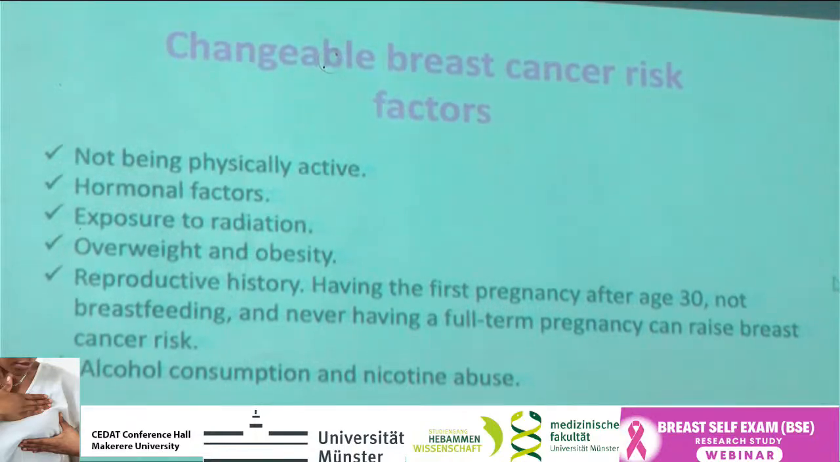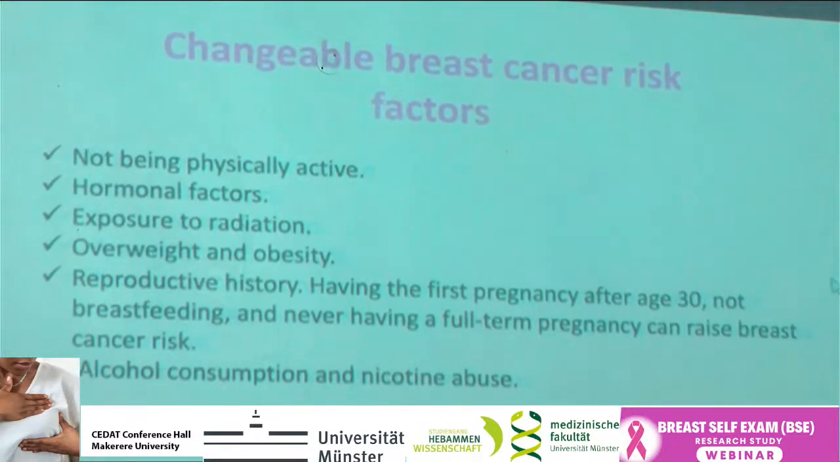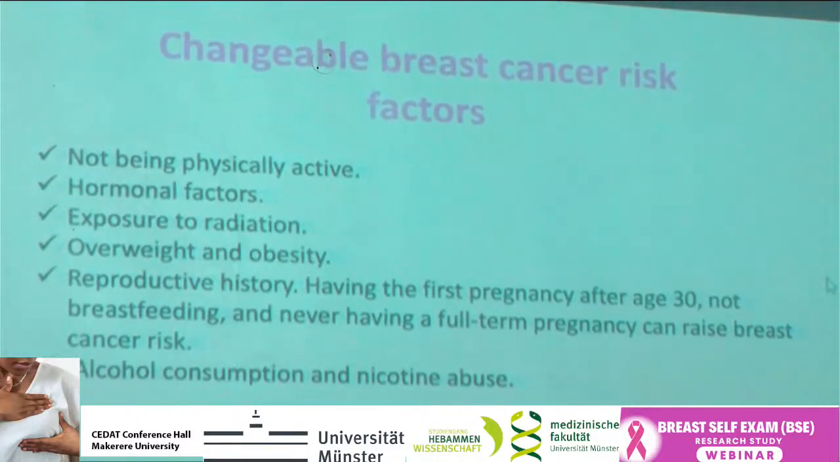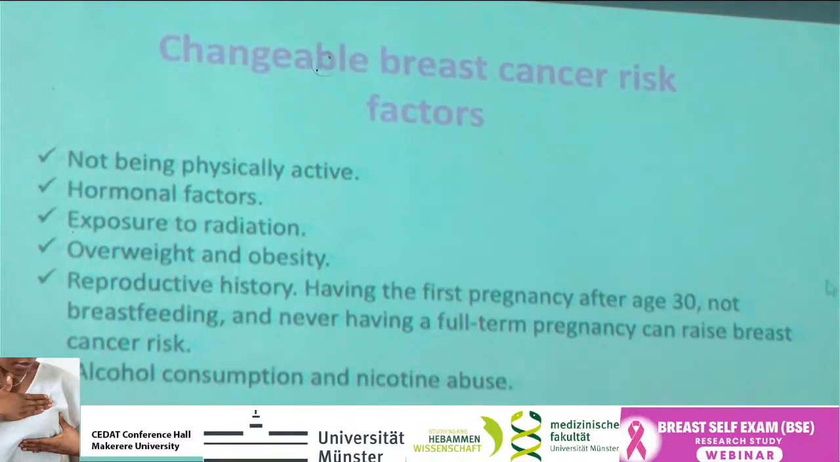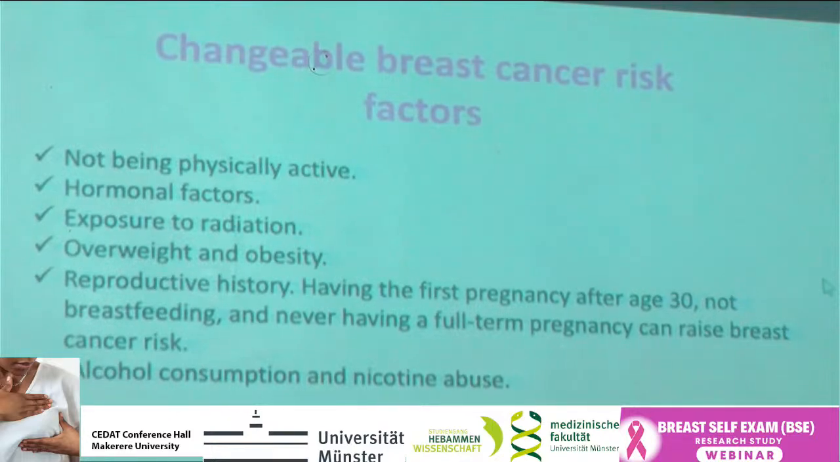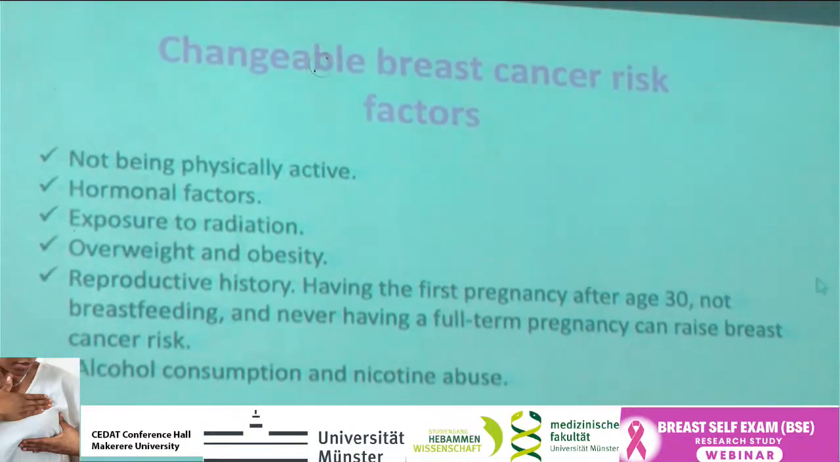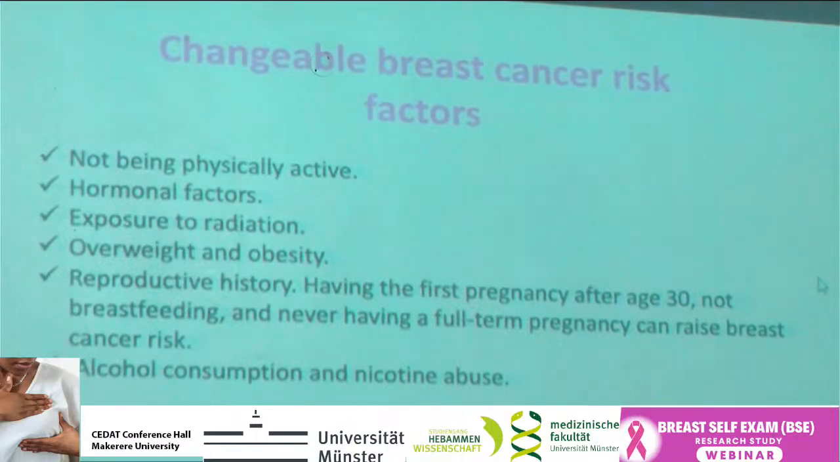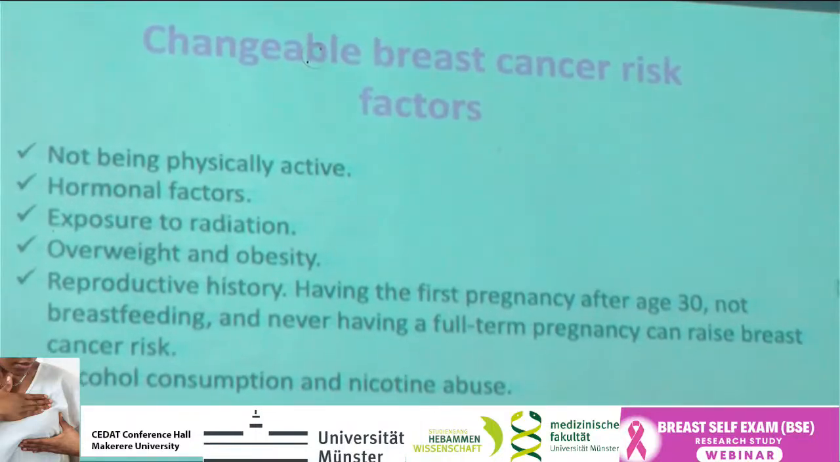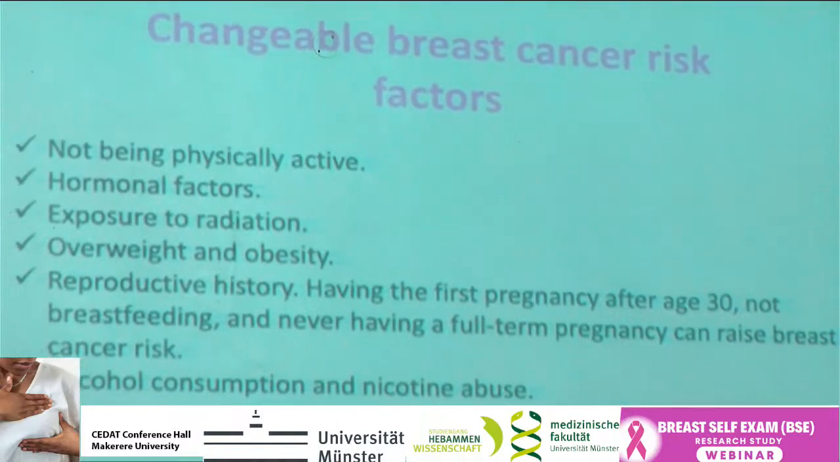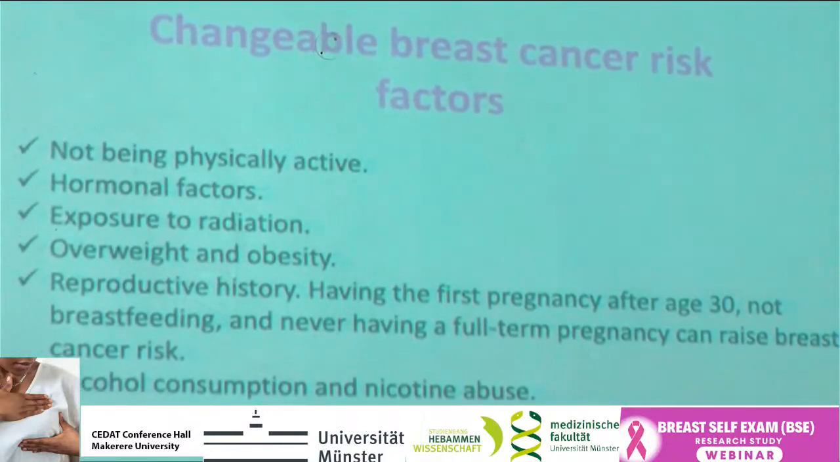Not being physically active. A sedentary lifestyle is a very serious risk of predisposing women to breast cancer. Hormonal factors: women who are taking hormonal therapy or contraceptives that have extra hormones, especially estrogens, stand a very high risk of developing breast cancer.